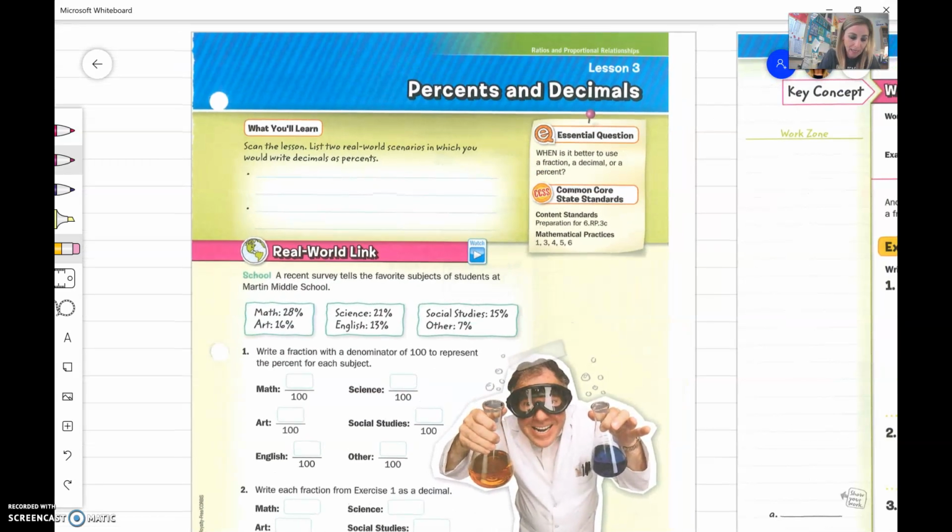And before we even get started on anything, here's what you need to remember. We're working on converting percents and decimals. So, I want you to remember one thing, and it is called DP, just like Dr. Pepper. Okay? And this is how you're going to remember this.